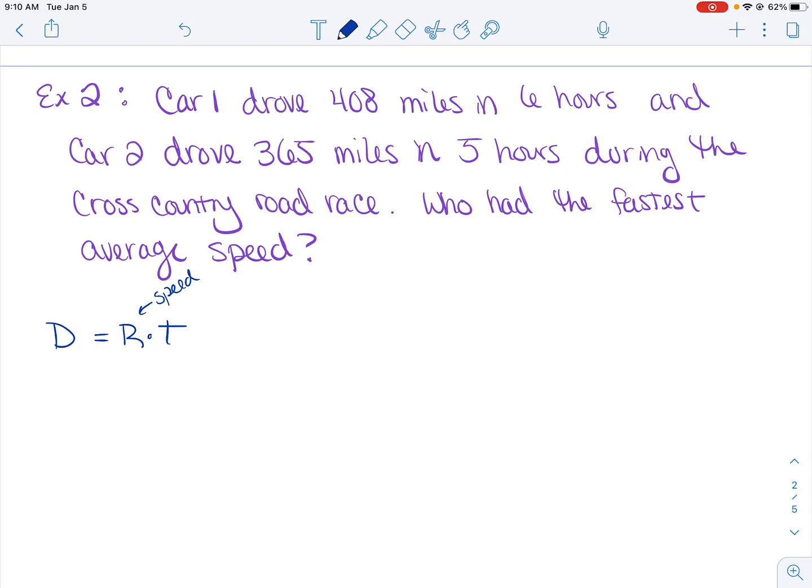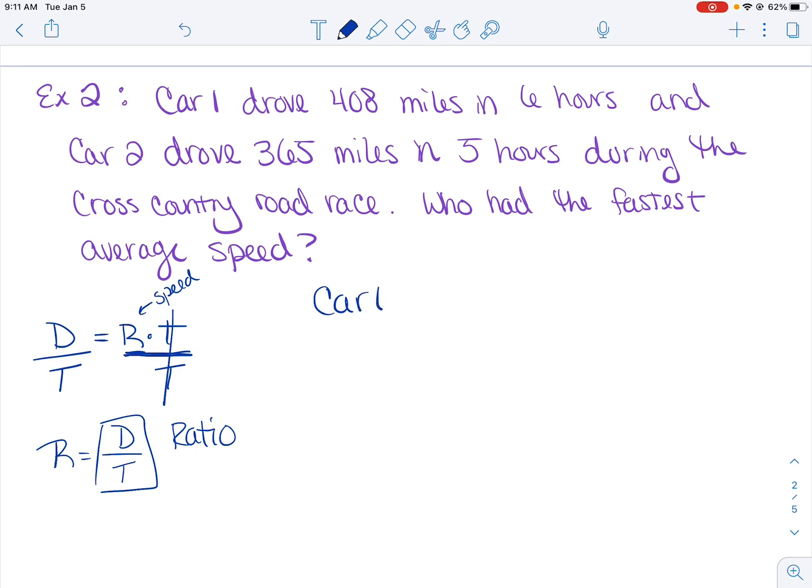So if I want to find the rate or the speed, we have to get that alone in our equation. So if our formula is D equals R times T, well, to undo multiplication, I would divide by T on both sides, right? T's would cross out. So the rate or the speed is equal to the distance divided by the time, okay? And this is, again, a ratio.